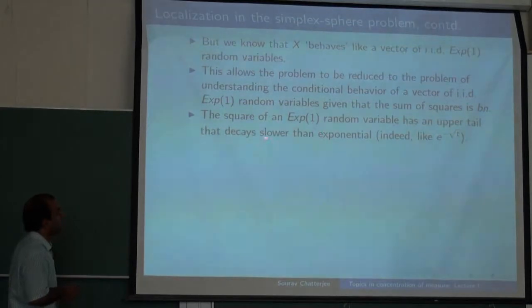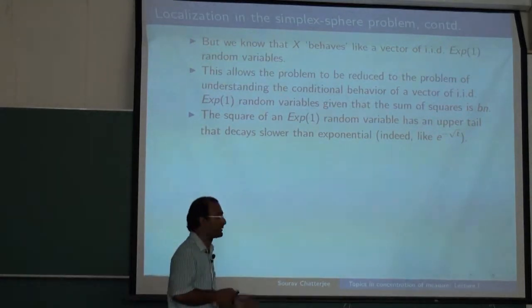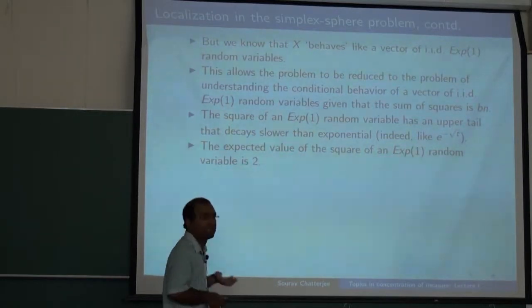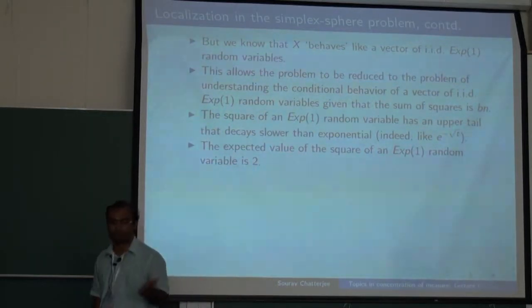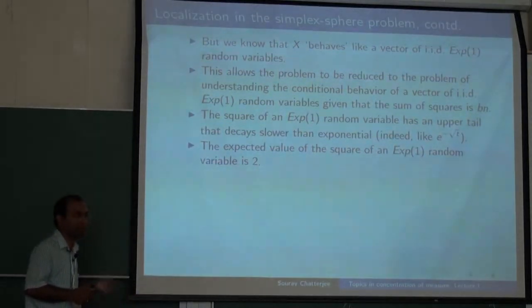Now the square of an exponential has an upper tail that decays slower than exponential. So basically it decays like this. So when you're conditioning, the expected value of the square is 2. So this shows what's going on, connected with the previous thing.